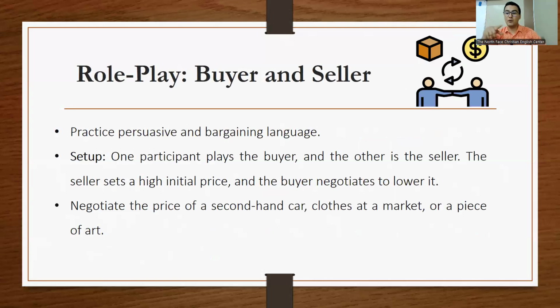The next topic that I've been working on with my students is bargaining, which is like regatear. Here I would have them role play buyer and seller. They need to use persuasive words in order to get the best price. I would set up one participant as a buyer and the other as a seller. The seller sets a higher initial price and the buyer negotiates to get a lower price.